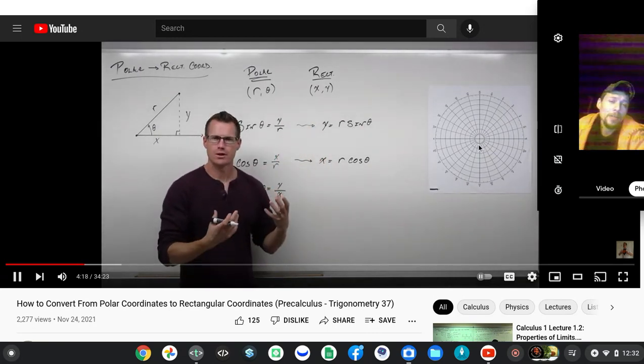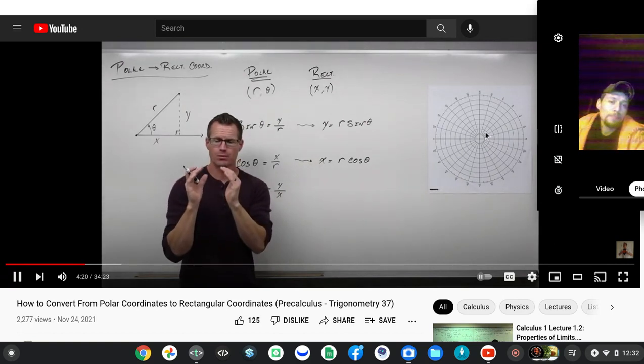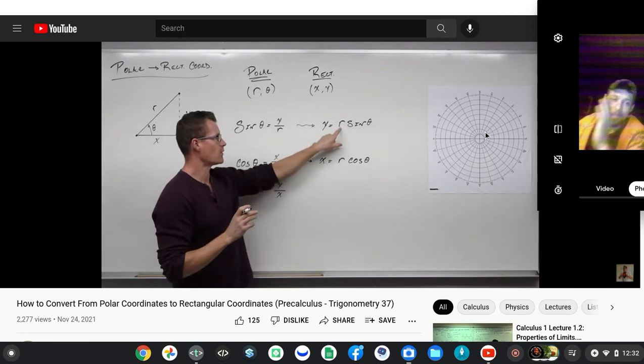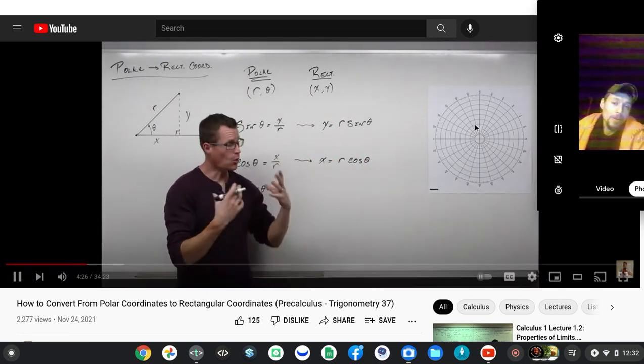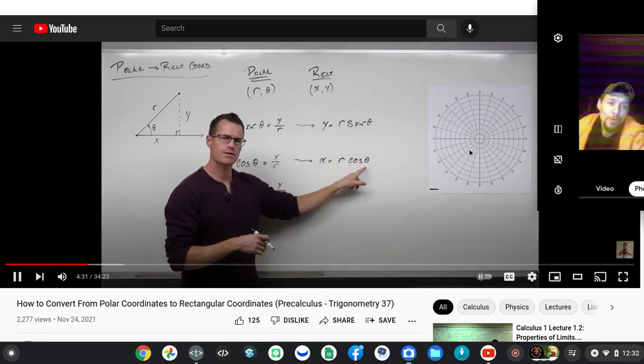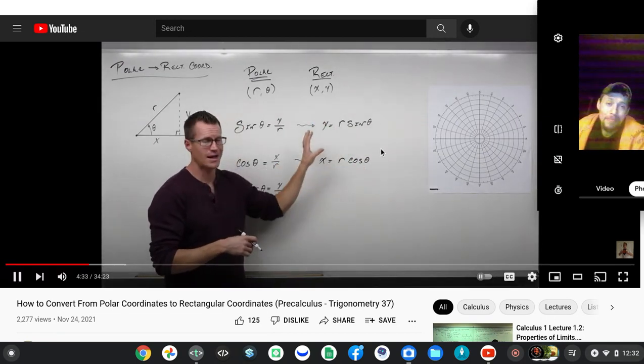But look what you're given. If you're given a polar coordinate, well, then you have r and you have theta. So you would have your r here, you would have your angle here, and all you got to do is take r times sine of the angle they give you, and r times cosine of the angle they give you, and that will solve for the y coordinate and the x coordinate respectively.